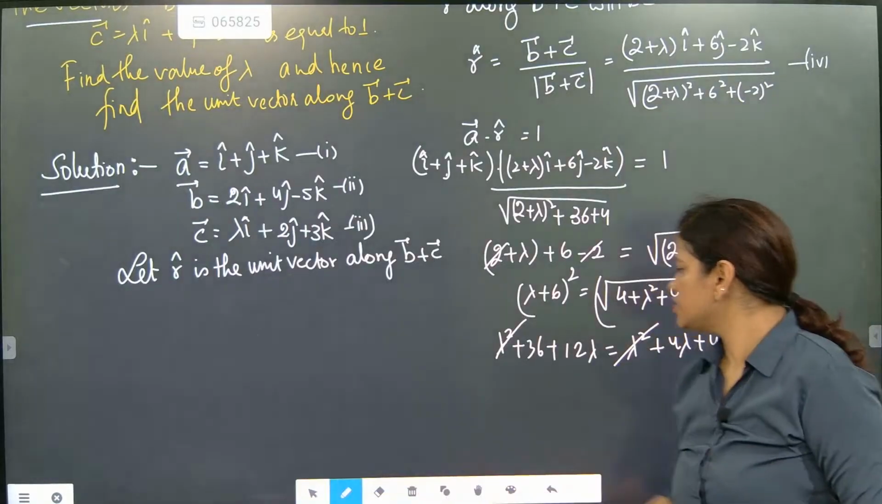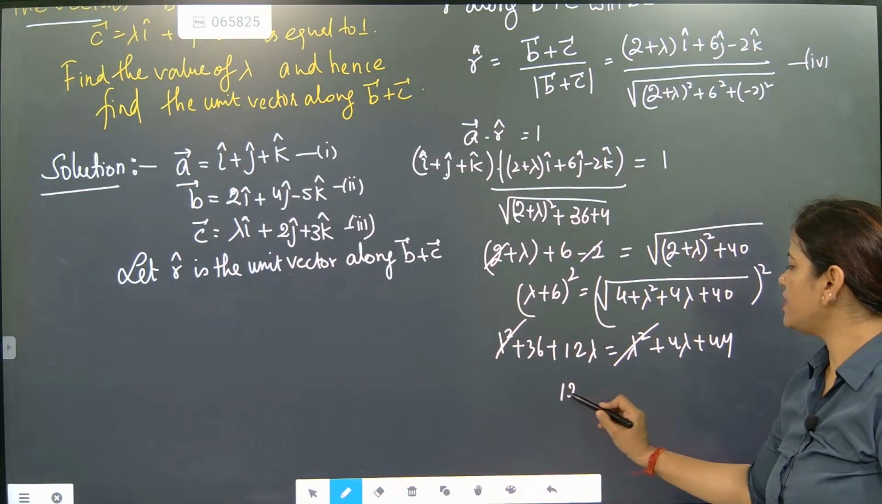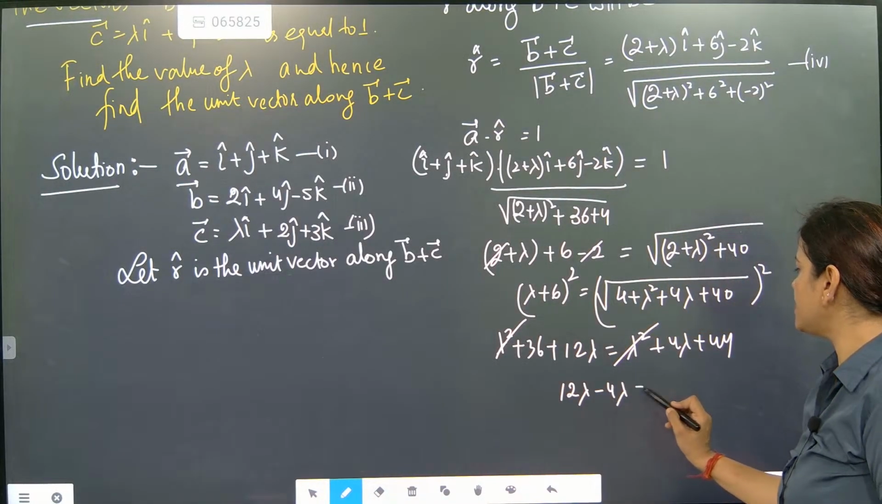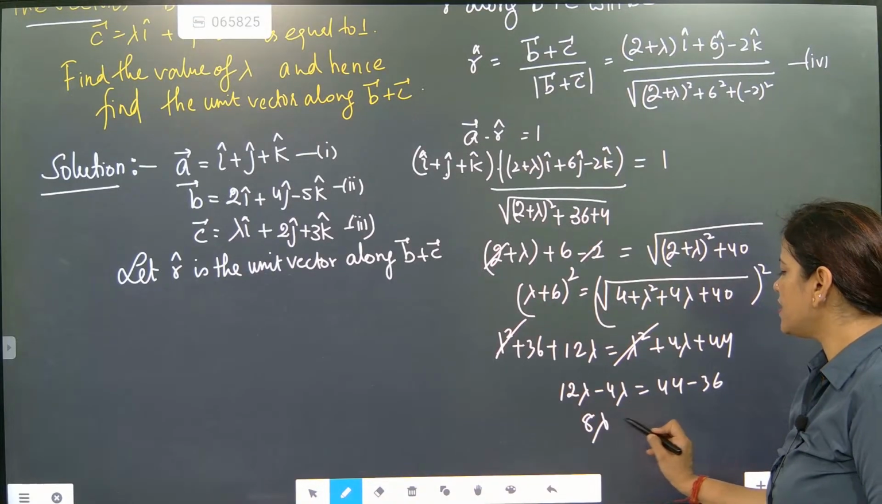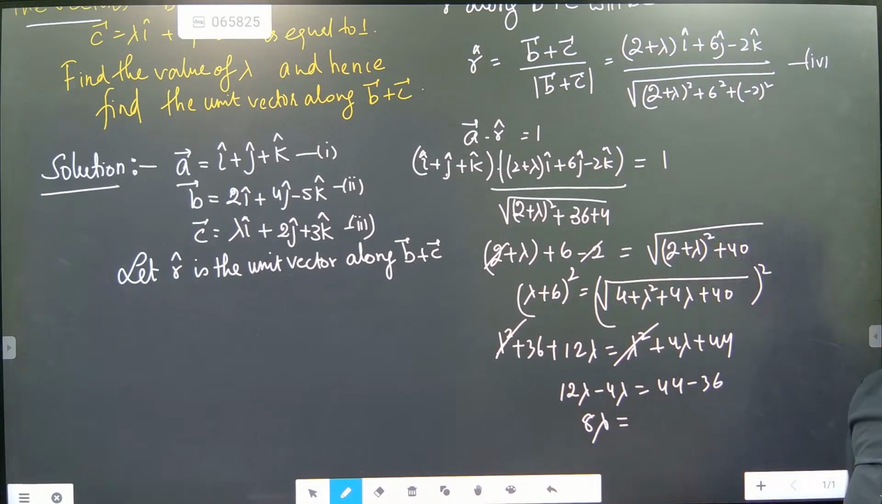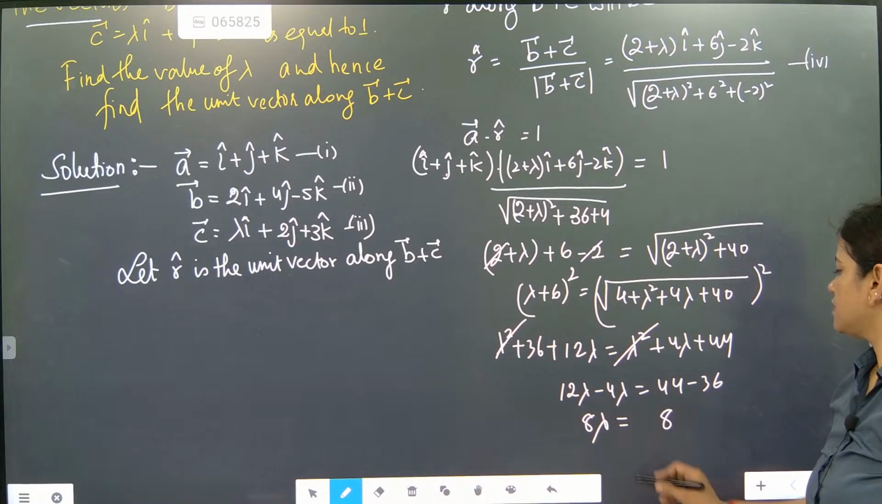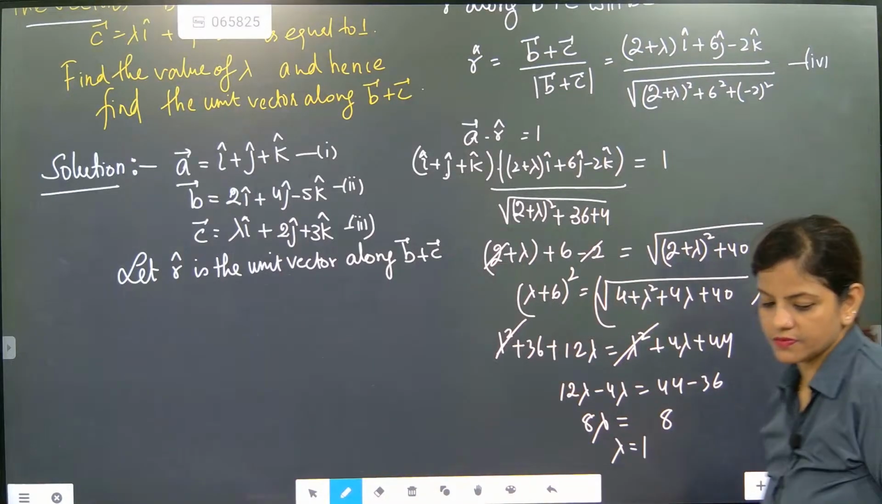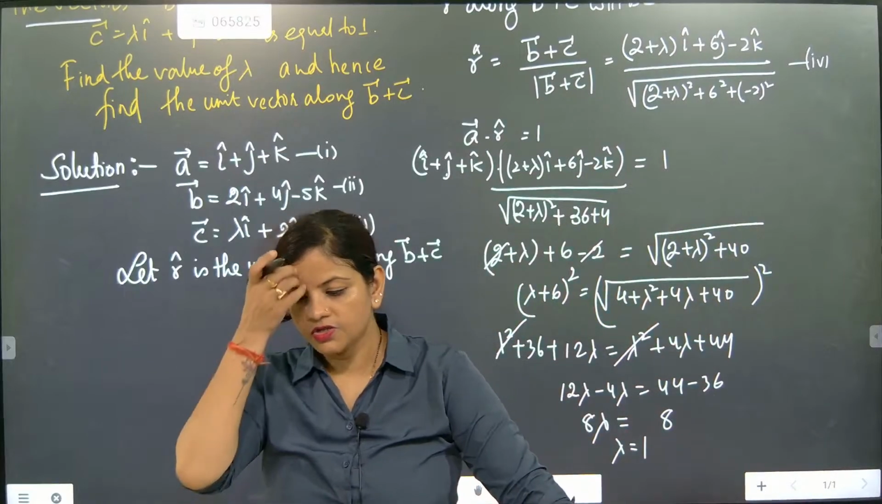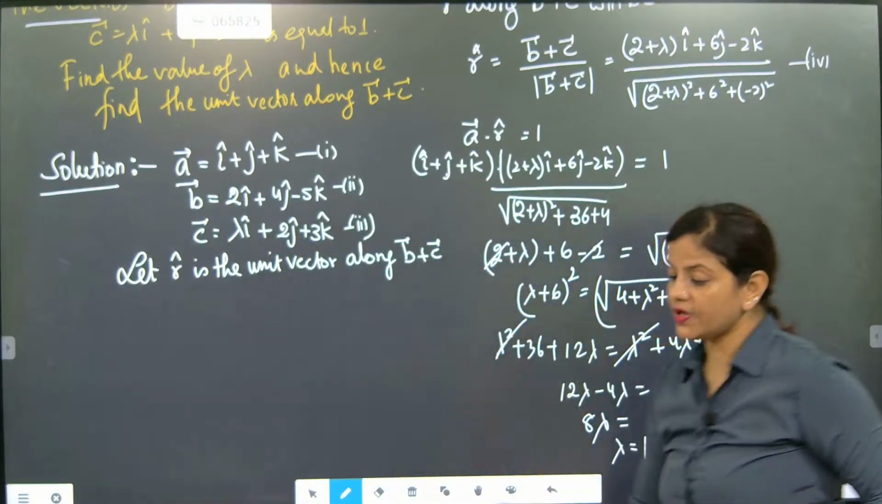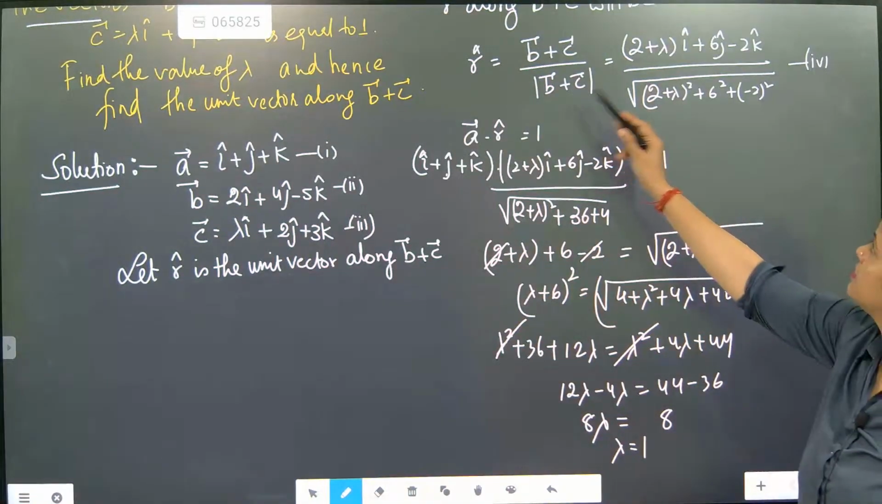Come on, check. So it is coming as 12 lambda minus 4 lambda is equal to 44 minus 36. So how much is it coming, beta? 8 lambda is equal to 44 minus 36 will go. How much is it coming? 8. So lambda is coming as 1. What is the value of lambda? The value of lambda is coming as 1. So 100% once lambda will come as 1, then r vector along, what is the value of r?